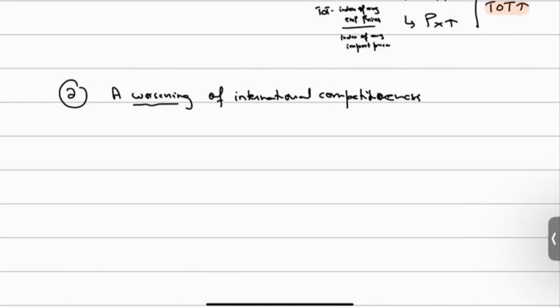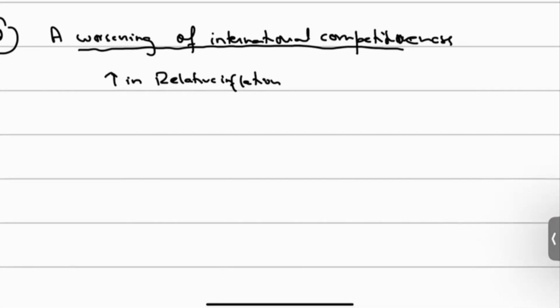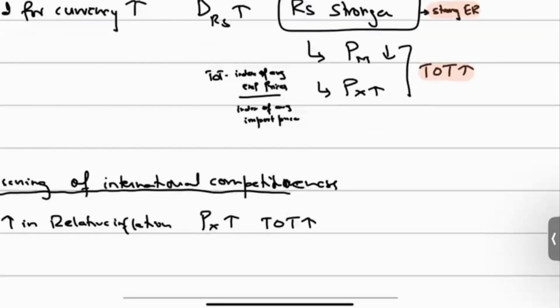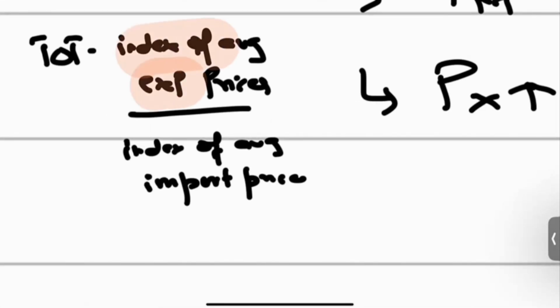So maybe there's a rise in relative inflation in the country. If inflation goes up, your goods and services become expensive in the country, and so your exports become expensive. So the price of exports will go up because of that, and your terms of trade will improve. And although this would seem like a good thing, that now your exports could buy more imports because the index of the average export price has gone up, and this will improve the value of the TOT, it will seem like a good thing, but in reality, it's not a good thing.